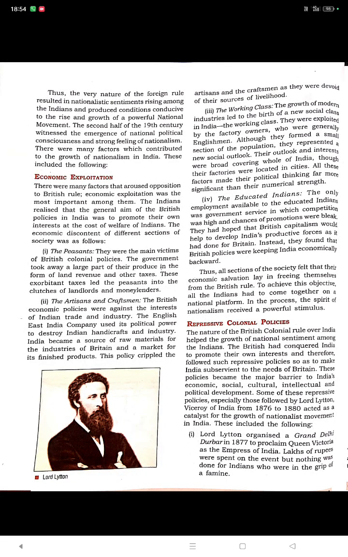Lord Lytton organized a Grand Delhi Darbar in 1877 to proclaim Queen Victoria as the Empress of India. Beside this paragraph, the photograph of Lord Lytton has been given. Lakhs of rupees were spent on the event. The more money they spent on this event, the Grand Delhi Darbar.